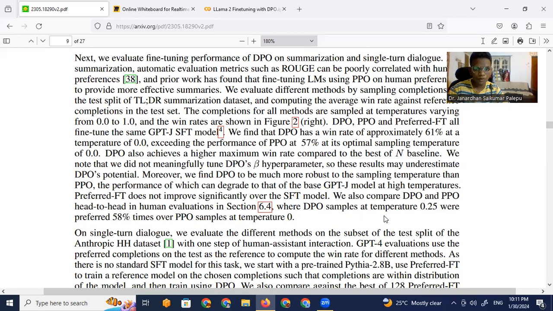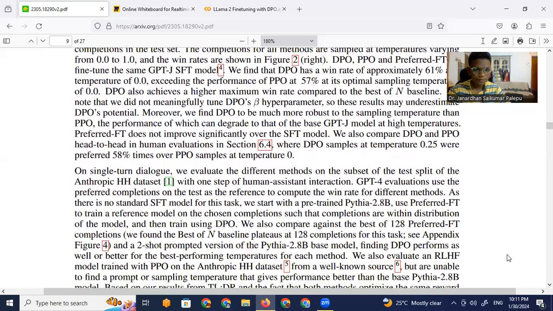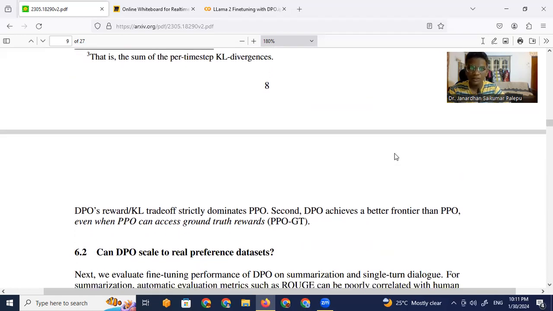let's see what you have here. DPO is much more robust to sampling temperature than PPO, whose performance degrades. Okay, anyway. So, I think it also works at high temperatures. I think temperature refers to randomness, instilling more creativity. I think maybe that is what temperature means.